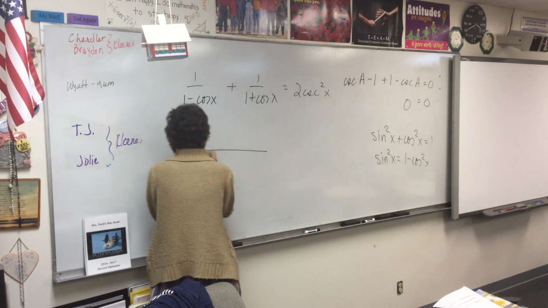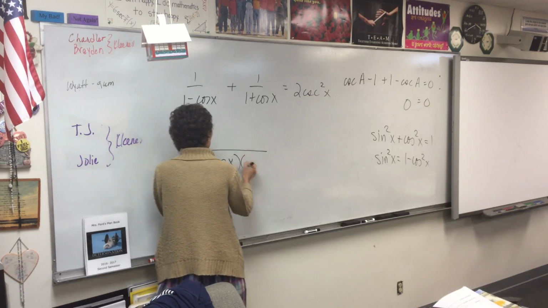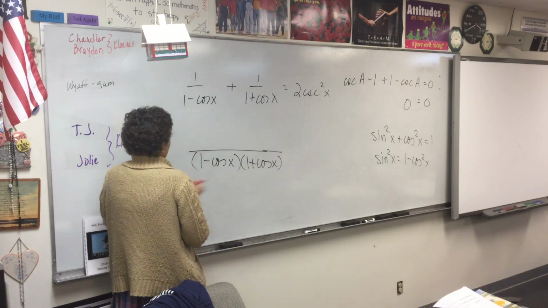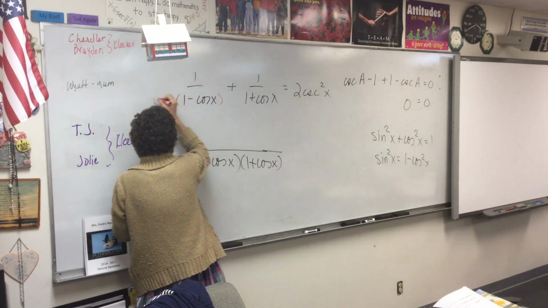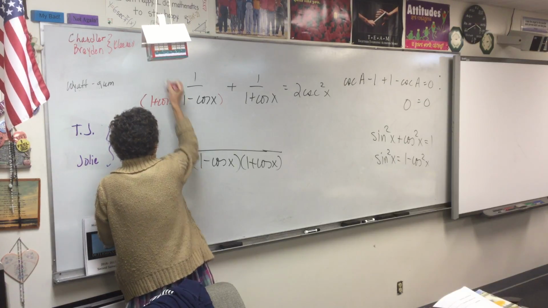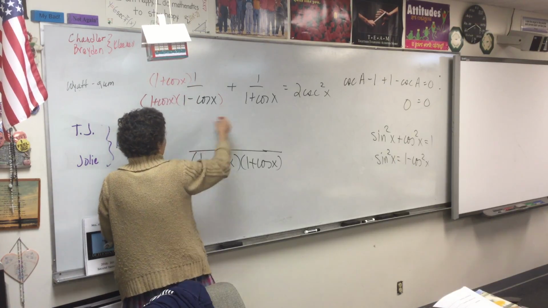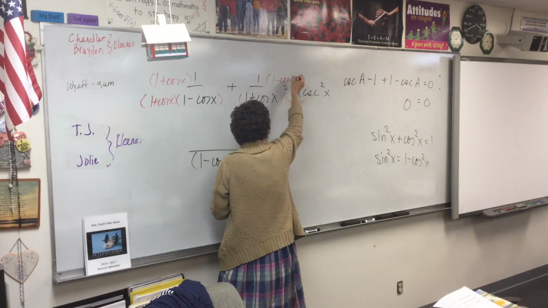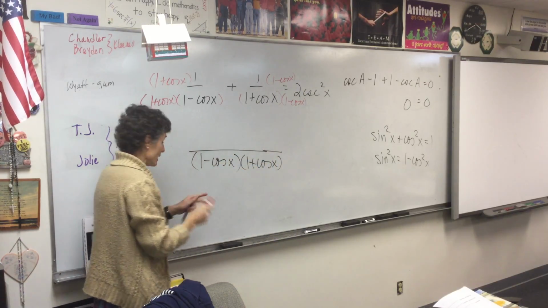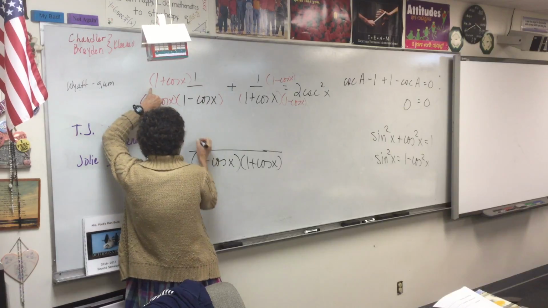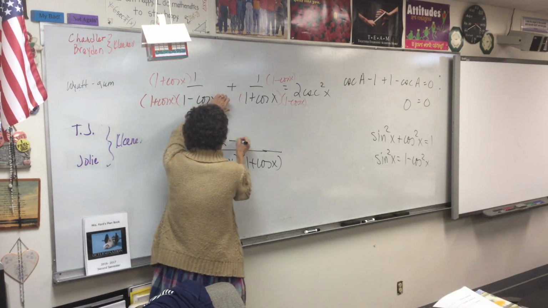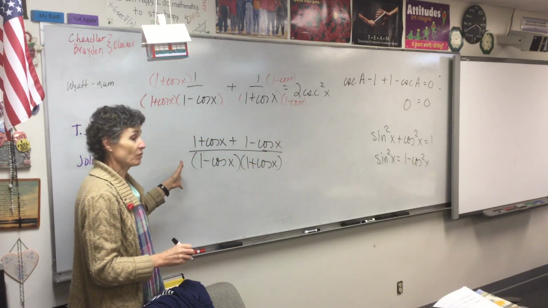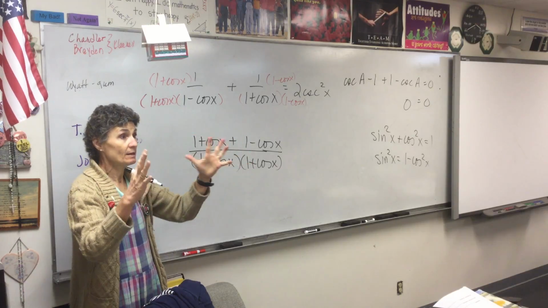My common denominator will be 1 minus cosine, 1 plus cosine. This guy will have to be multiplied by 1 plus cosine, right? And this one will have to be multiplied by 1 minus cosine in order for them to have the same denominator. So I've got 1 plus cosine plus 1 minus cosine. Now, it's a big thing, but there's only one thing now, one big fraction.